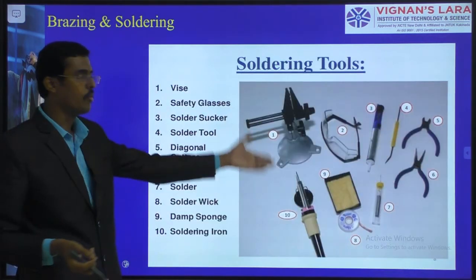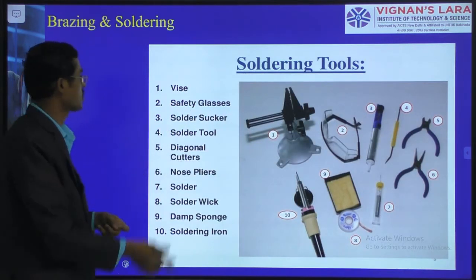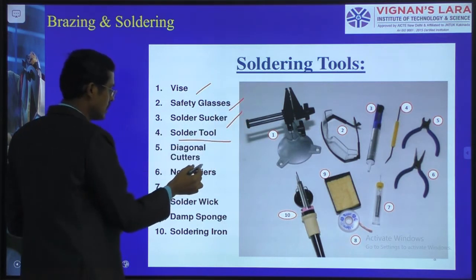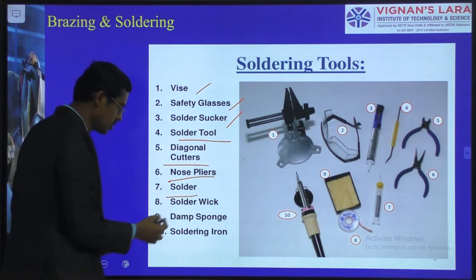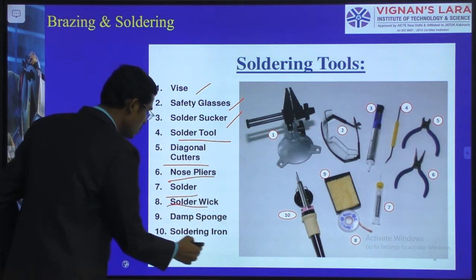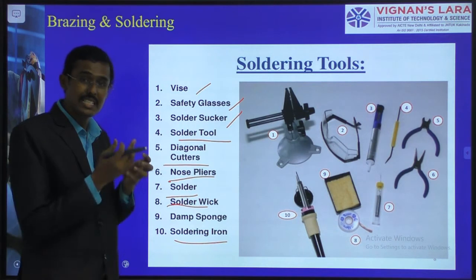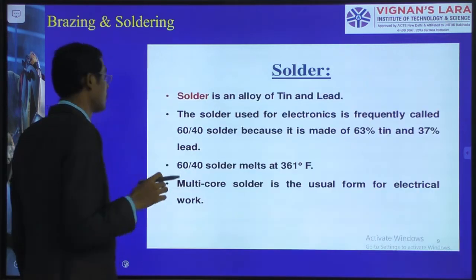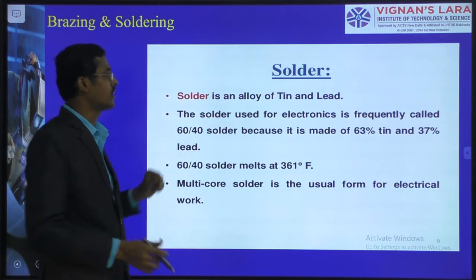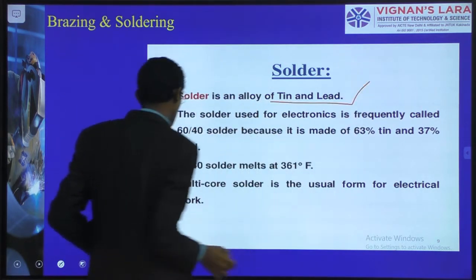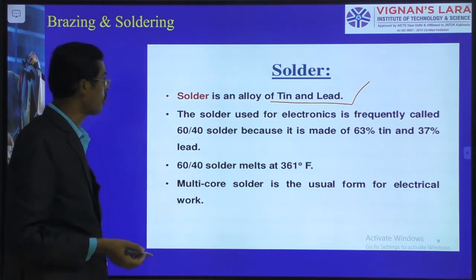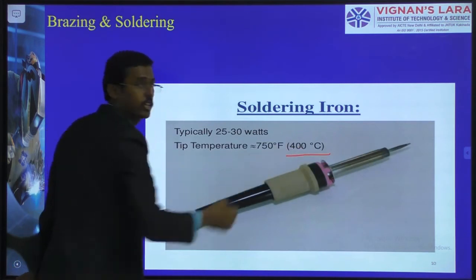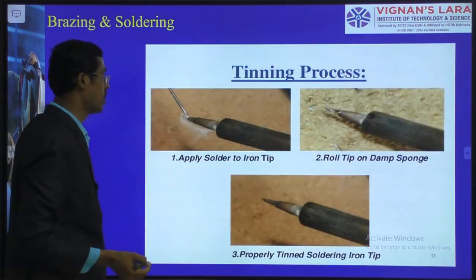Some of the various items I want to describe for soldering are visors, safety glasses, solder tools, cutters, nose pliers, solder wicks, damp sponges, and soldering irons. Various tools are used for simple joining by soldering at less than 450 degrees. Solder is an alloy of tin and lead, with a 40-60 combination as we mentioned. And this is the gun, which can reach a maximum of 400 to 450 degrees centigrade.